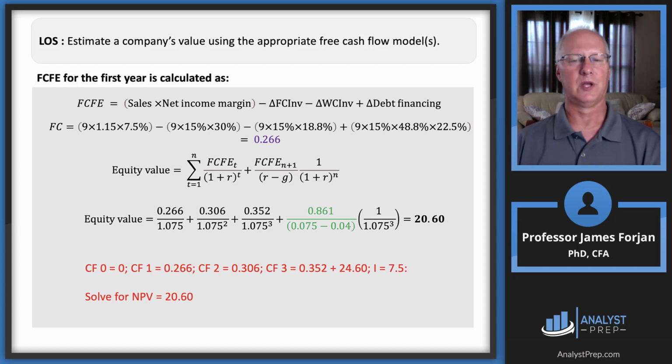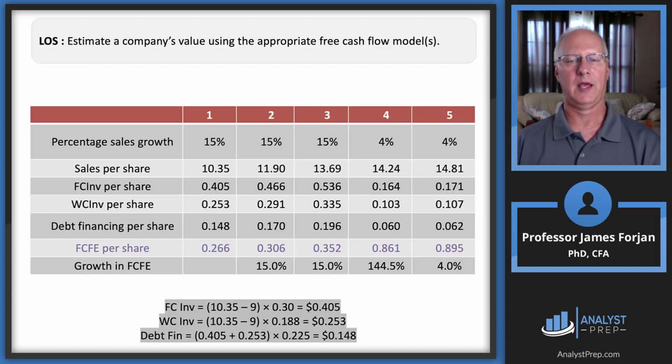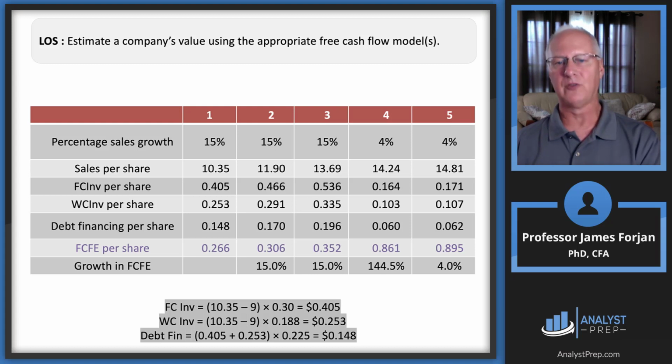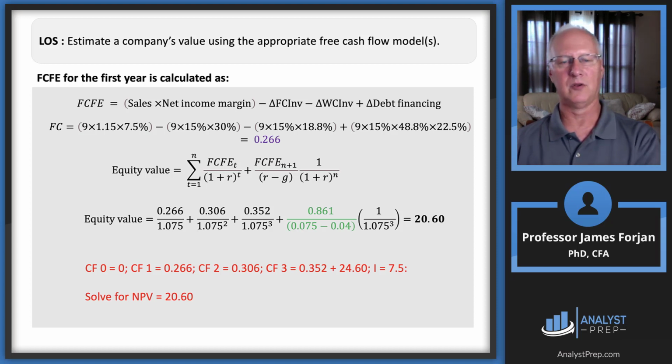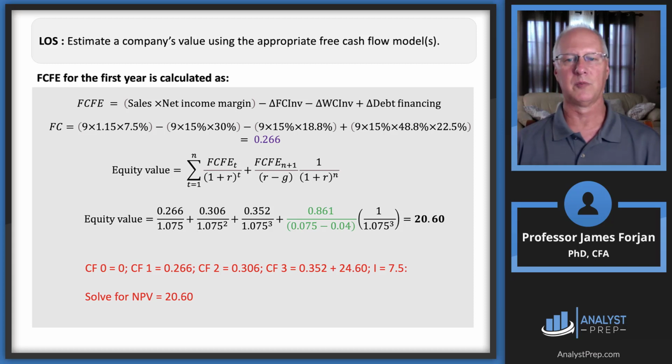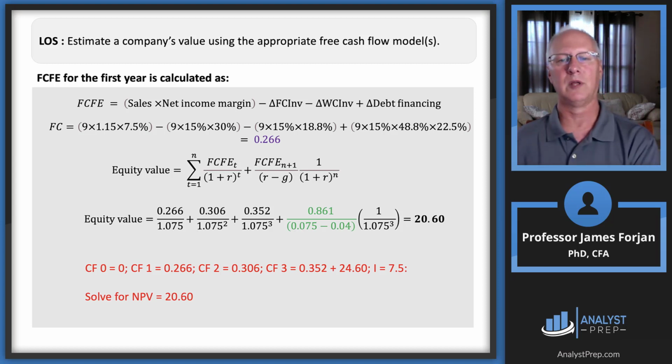And if you want to, you can go ahead and pause the video and confirm the 3.06, the 3.52, the 8.61, and the 8.95. Now, it's interesting that the reading gives you this equation there, and we went ahead and computed present value. There's the equity value using regular old time value of money principles, and that gives you $20.60. So there's the answer. There's the equity value using free cash flow to equity model.